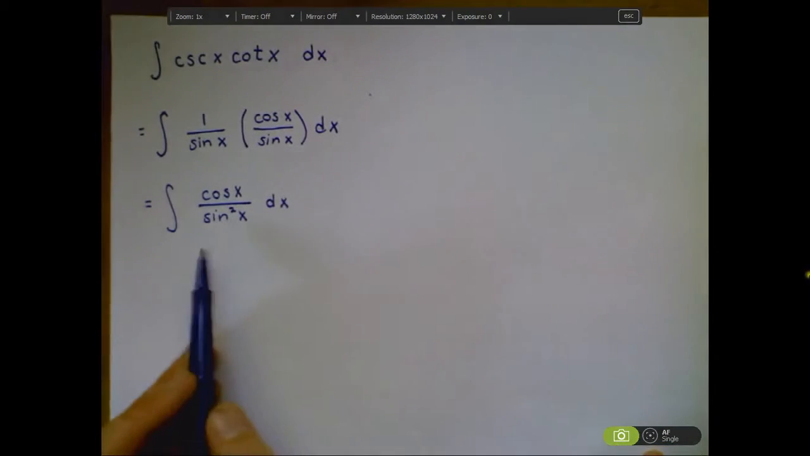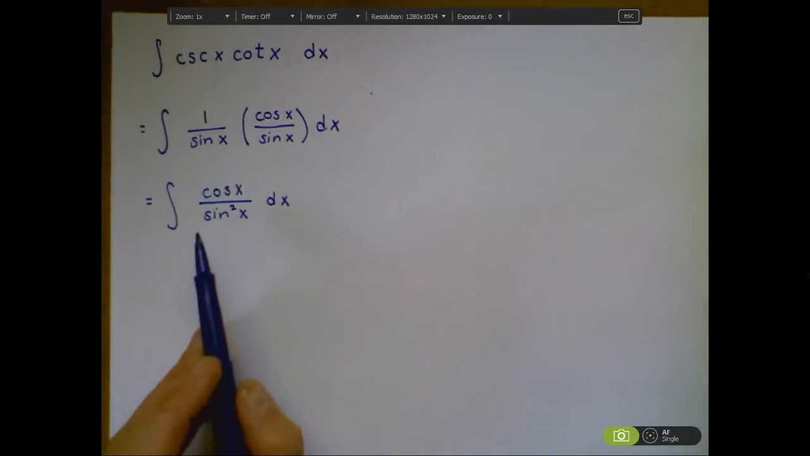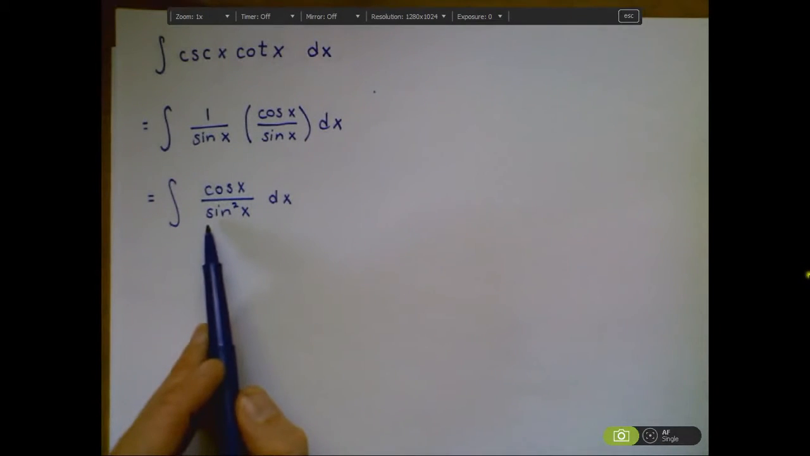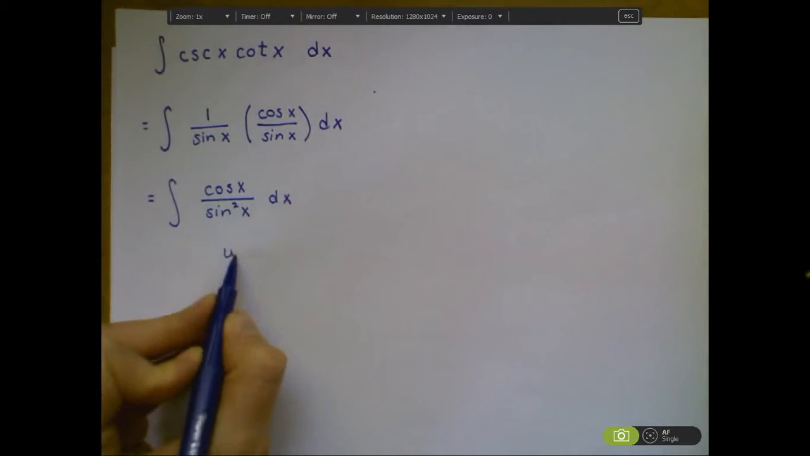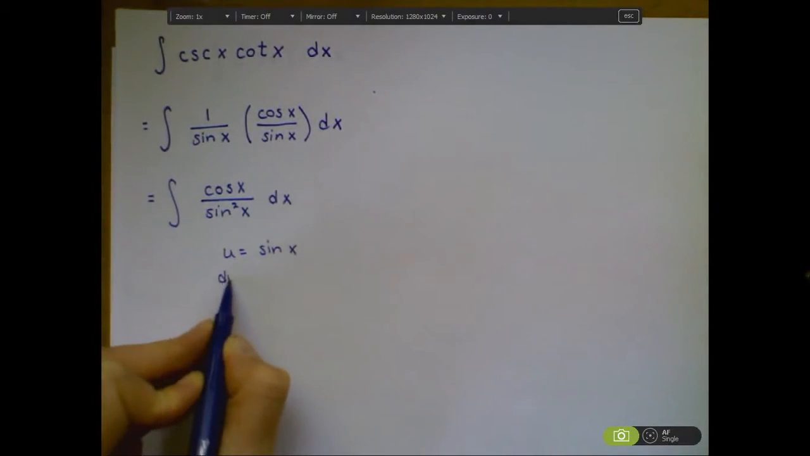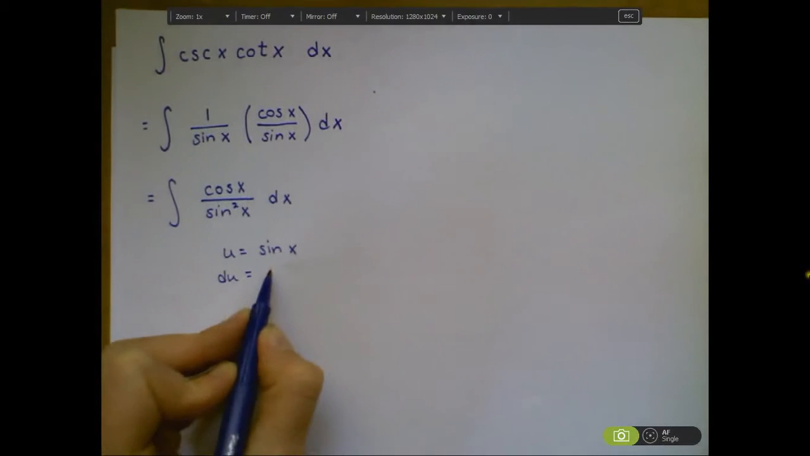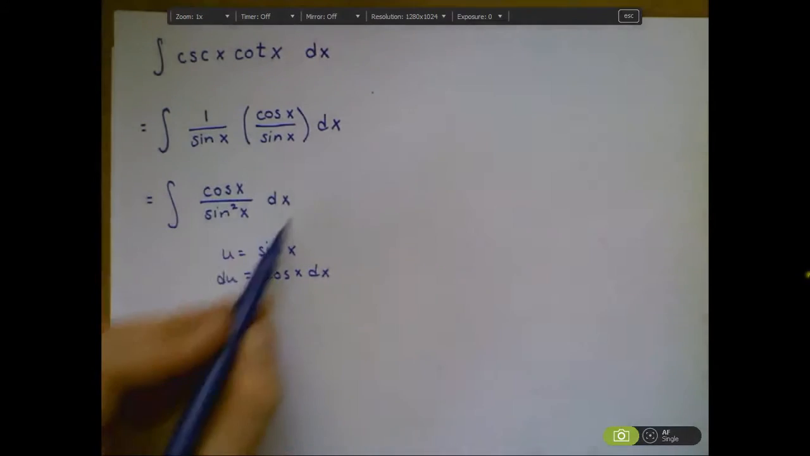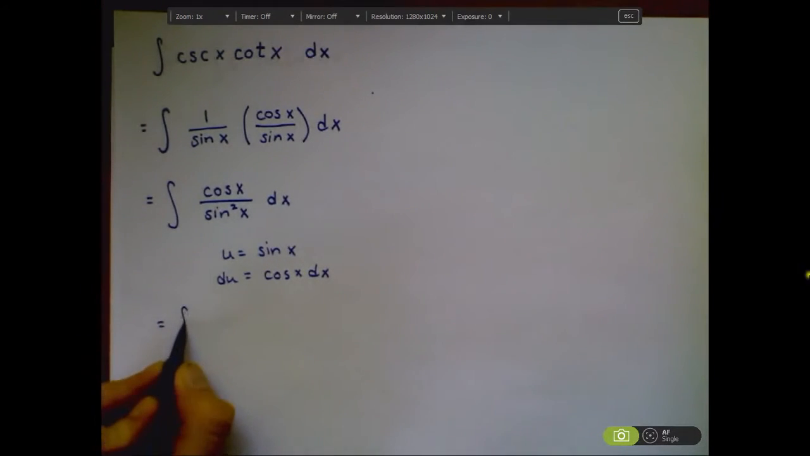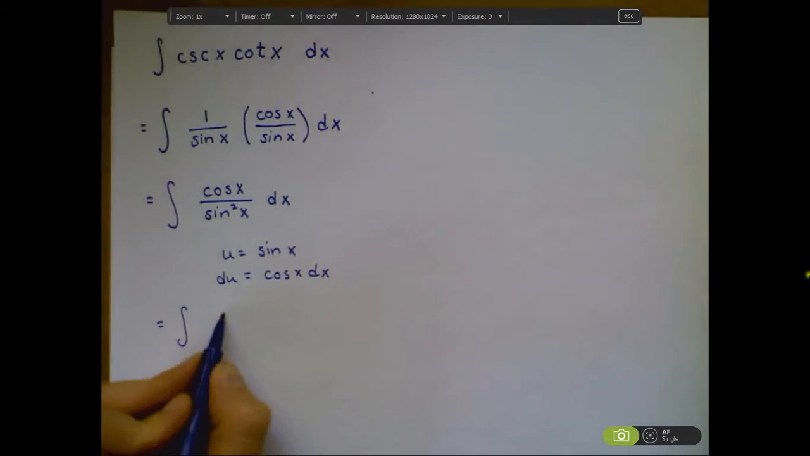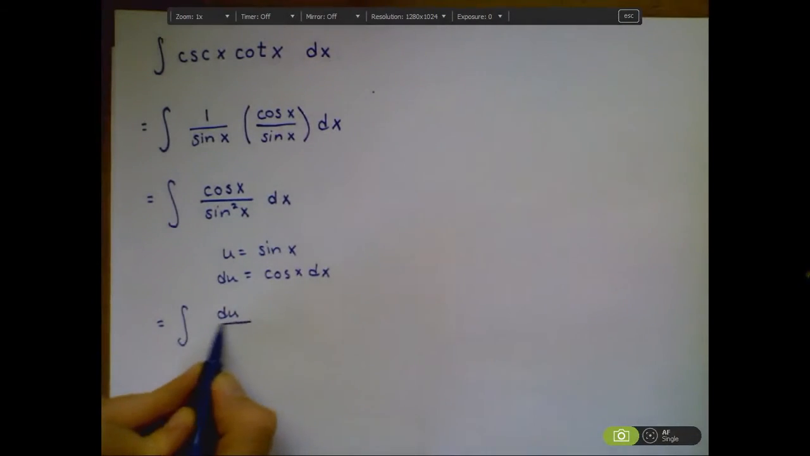And looking at this, now I think we can go back to our chapter on trig substitutions, but this is a pretty straightforward u substitution. If I were to let u equal sine of x, then du is hiding right there. It's the cosine x dx. And I can convert this whole big messy thing as just the integral of the cosine x dx becoming my du. And on the denominator, I get a u squared.